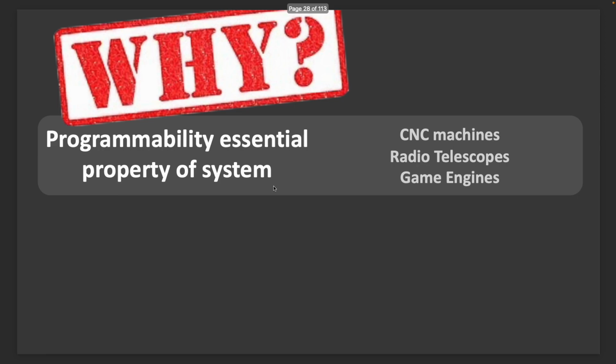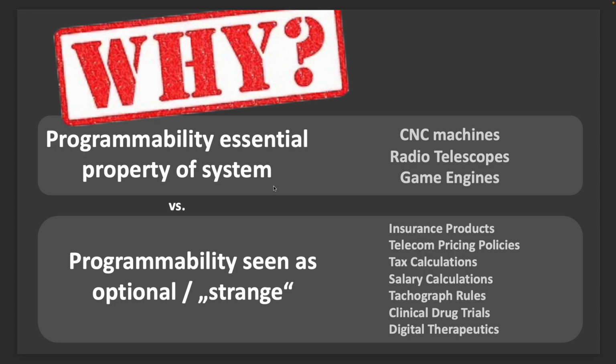So again, in the case of the CNC machines or the radio telescopes or, let's say, game engines, this programmability is essential to the system. There's no point in having a CNC machine that isn't programmable. Same for radio telescopes or game engines. But in the other examples I gave before, the programmability is seen as optional. You can use the traditional approach through the prose. It's inside the same company. People talk to each other anyway. They don't want to be programmers. They don't want to, whatever, right?